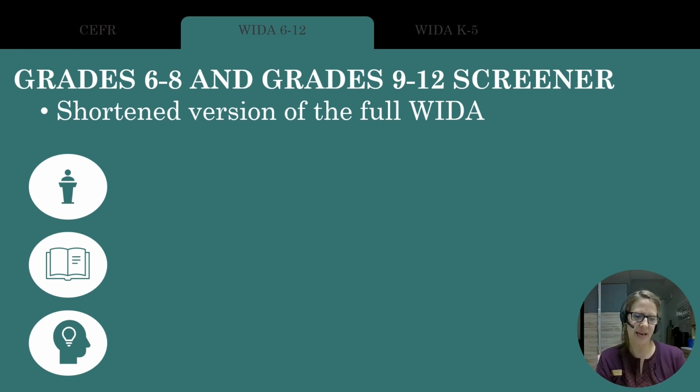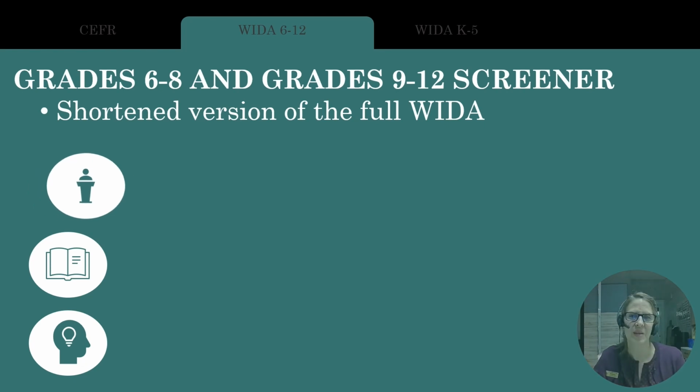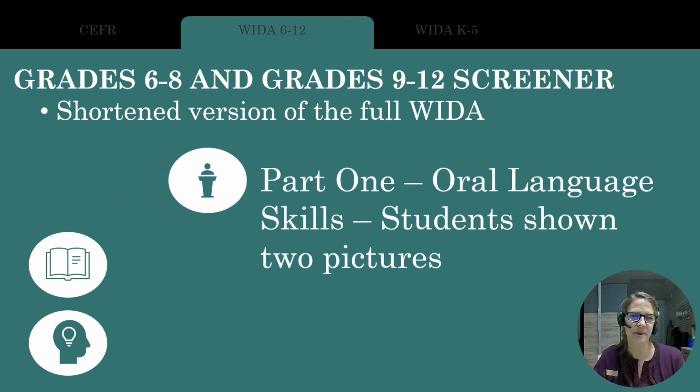For grades 6 to 8 and 9 to 12, I'm going to explain the three main parts of the remote screener. The remote screener is a shortened version of the full WIDA. The full WIDA, if you are familiar with it, is given in person and offers more depth of information. Part 1 of the remote screener focuses on oral language. The student is shown 2 pictures and asked questions about these pictures.